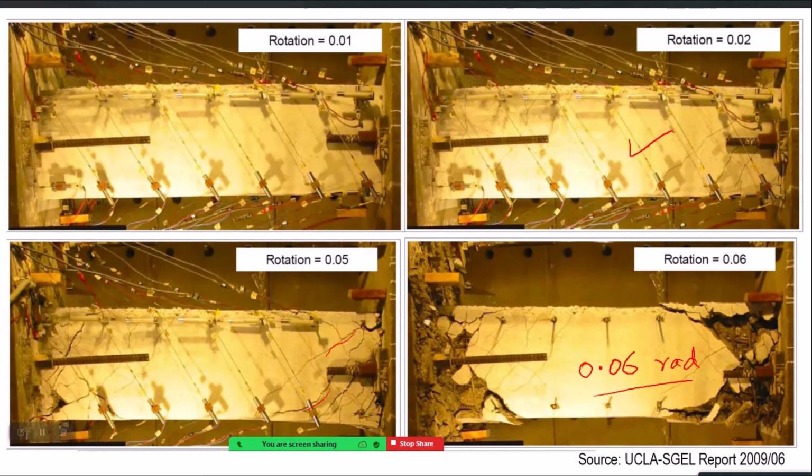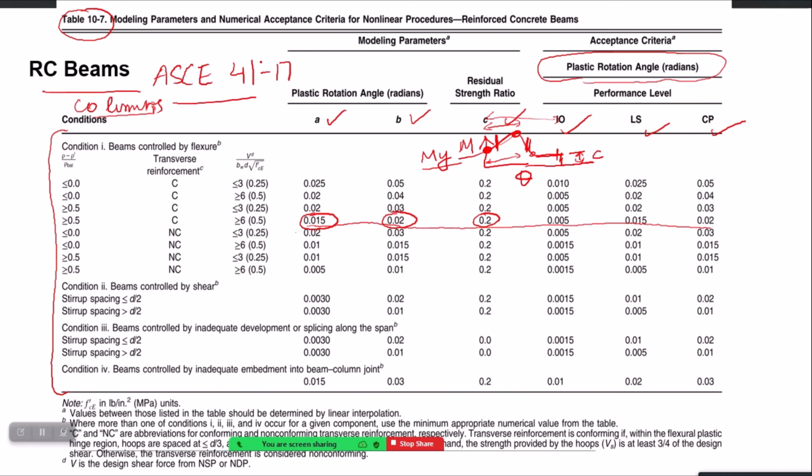So using these figures you can roughly understand how much are these rotations. For example, you can see that 0.01 is the collapse prevention for this particular case. So you can imagine how much damage this would look like: 0.05, 0.03. So you can make a picture in your mind about these rotations.